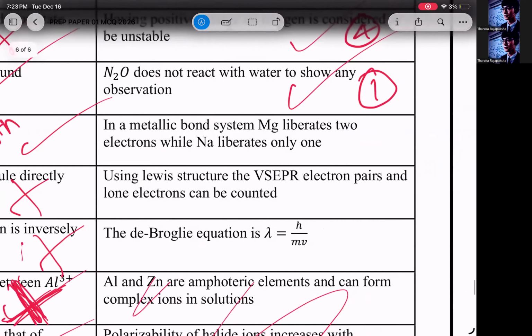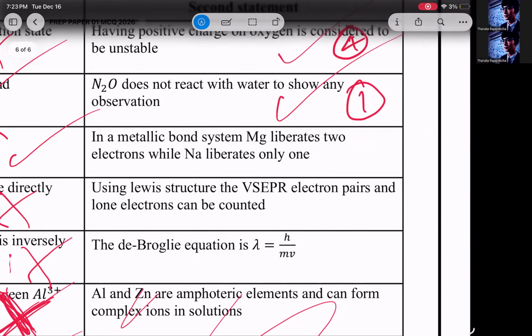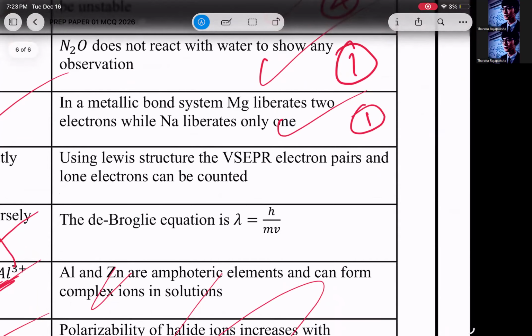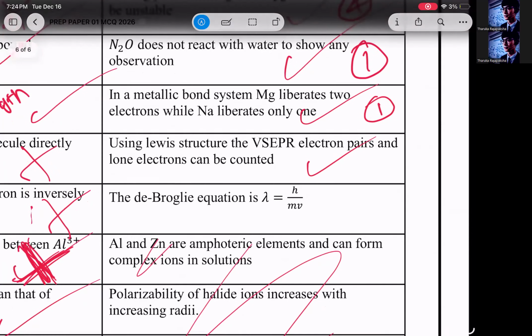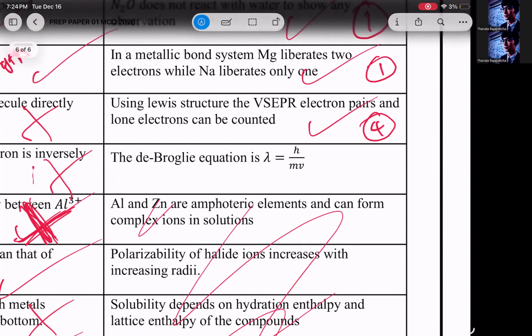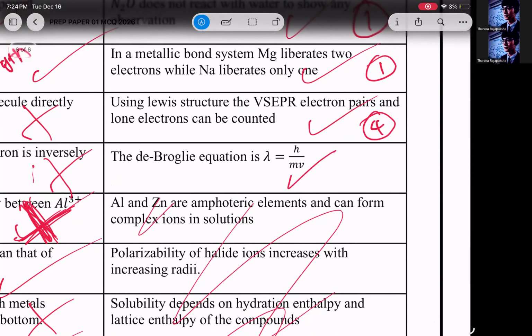In a metallic bond system, magnesium liberates 2 electrons while sodium liberates only 1. That's correct. Answer number 1. It explains the first statement. Using a Lewis structure, the bond pairs and lone electron pairs can be calculated. That's correct, because you can count anything. Like 1, 2, 3, you can count. Answer number 4. The de Broglie equation is lambda is equal to h over mv. That's correct. Answer number 4.